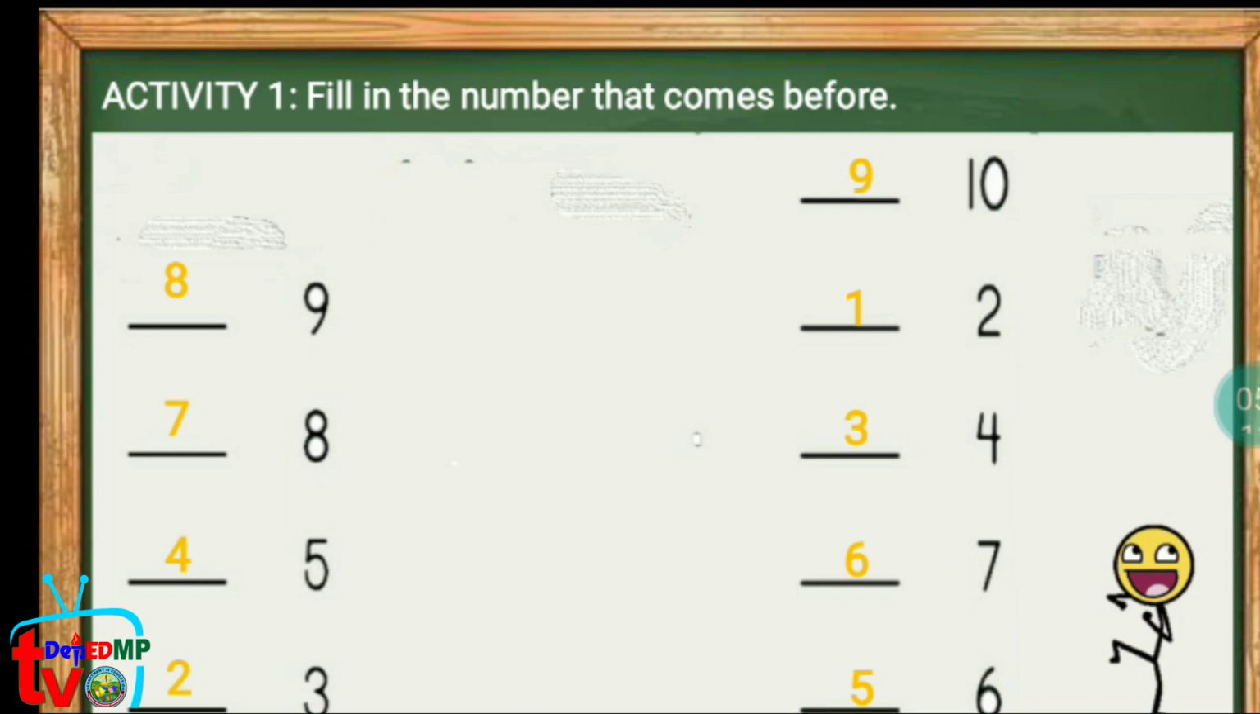If you're done, here are the correct answers. 8 comes before 9. 7 comes before 8. 4 comes before 5. 2 comes before 3. 9 comes before 10. 1 comes before 2. 3 comes before 4. 6 comes before 7. 5 comes before 6.